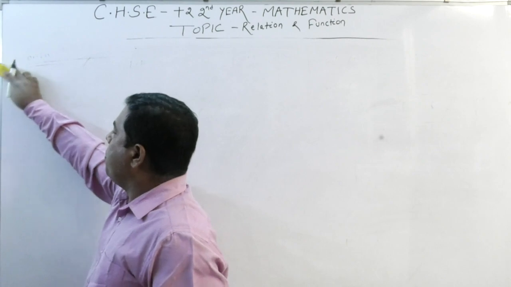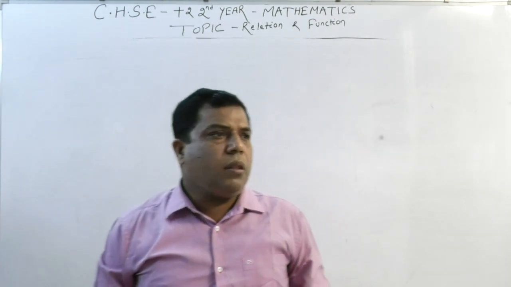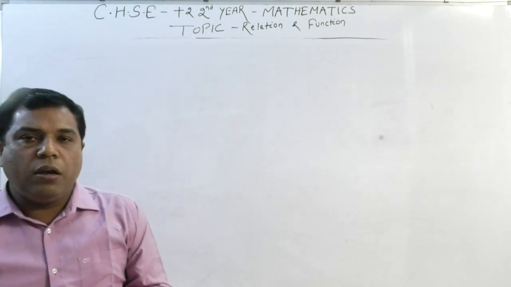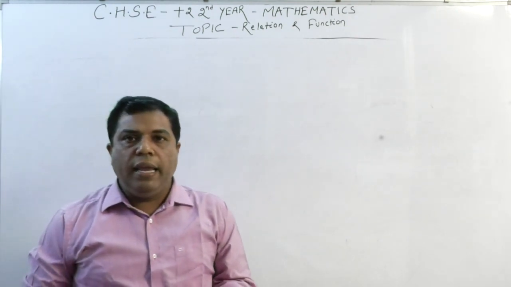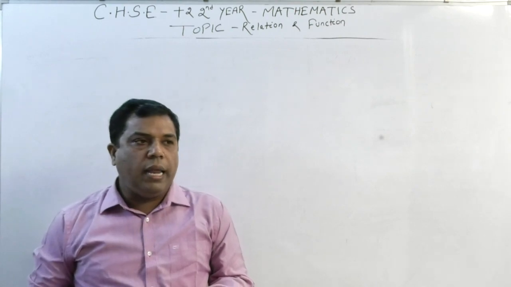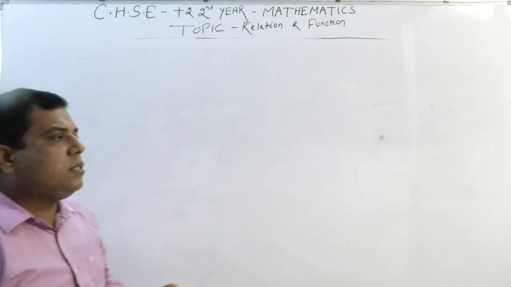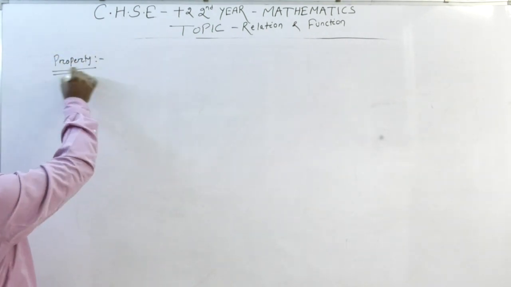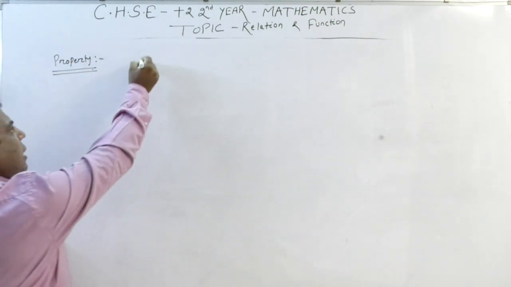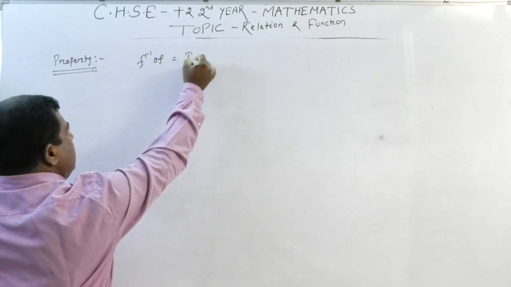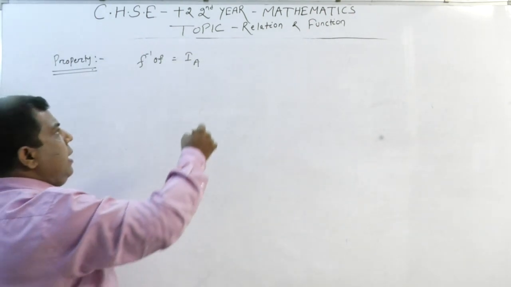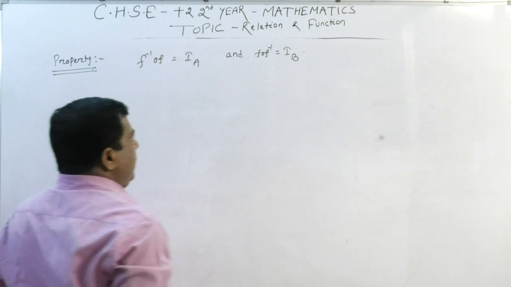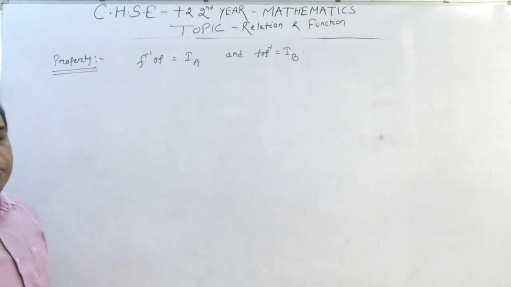Next we are going for another property. What the property says is that f inverse operated on f is an identity function on A. So the next property, property number 2, the result 2, is f inverse operated on f is an identity on A, and f operated on f inverse is an identity on B. Okay, this is one of the important properties.